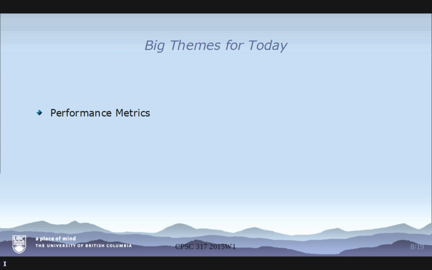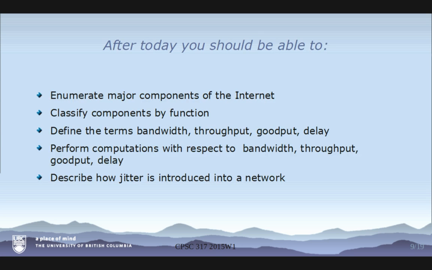Okay, so today you should be able to identify some of the major components of the internet, and classify them in various ways by function. We'll look at the terms bandwidth, throughput, goodput, and delay, and we'll also talk about jitter. And we'll be able to do some calculations with that sort of stuff.